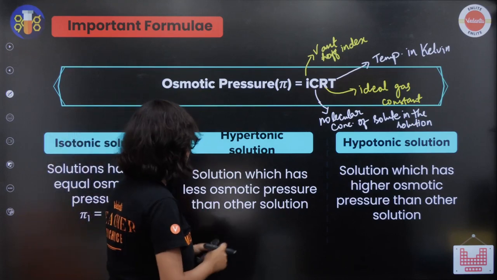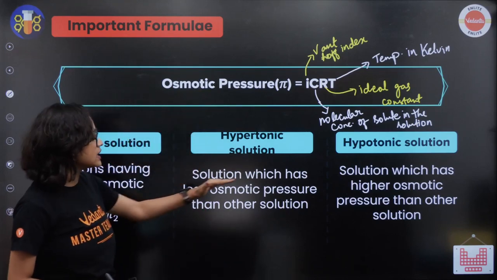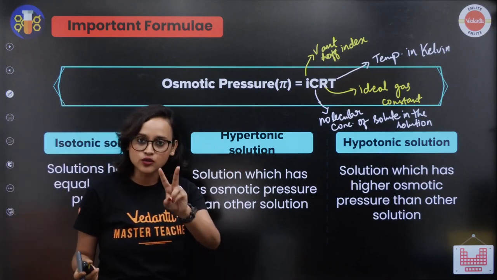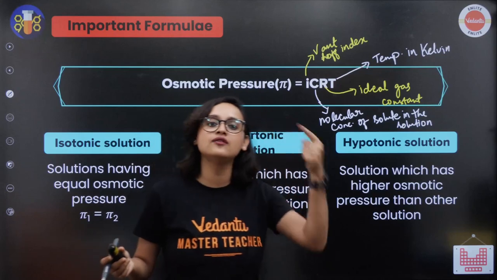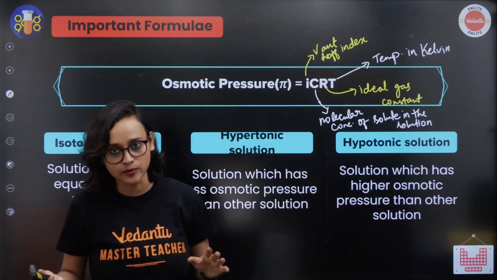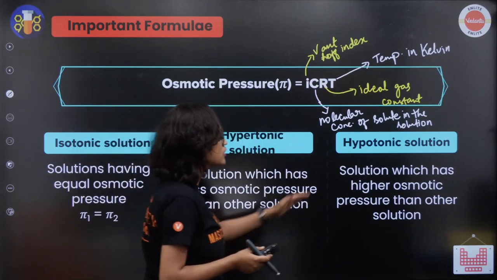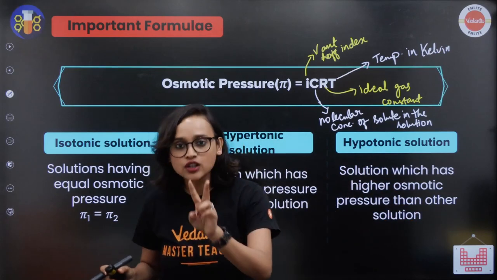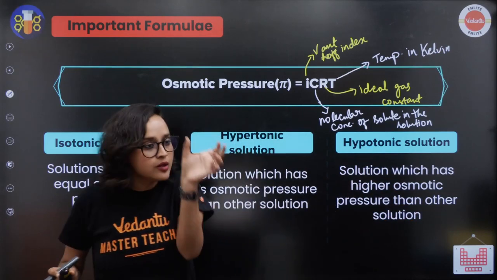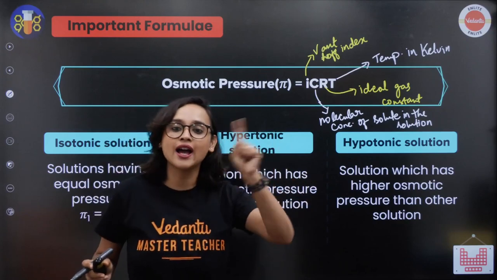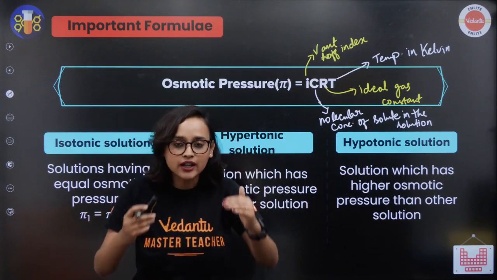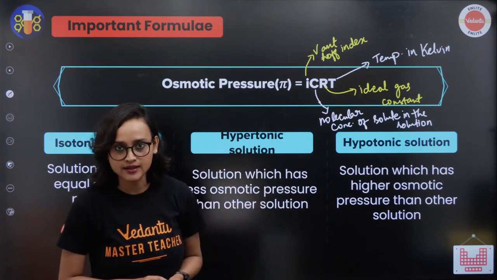Then you have hypertonic solution, the solution which has less osmotic pressure than the other solution. So, there will be two solutions out of which one will have less osmotic pressure and the other will have more. Hypotonic solution, the solution which has higher osmotic pressure than the other solution. So, if there are two solutions given, it will be written that one is hypotonic and the other one has more osmotic pressure. From there, you will have to derive the answer.